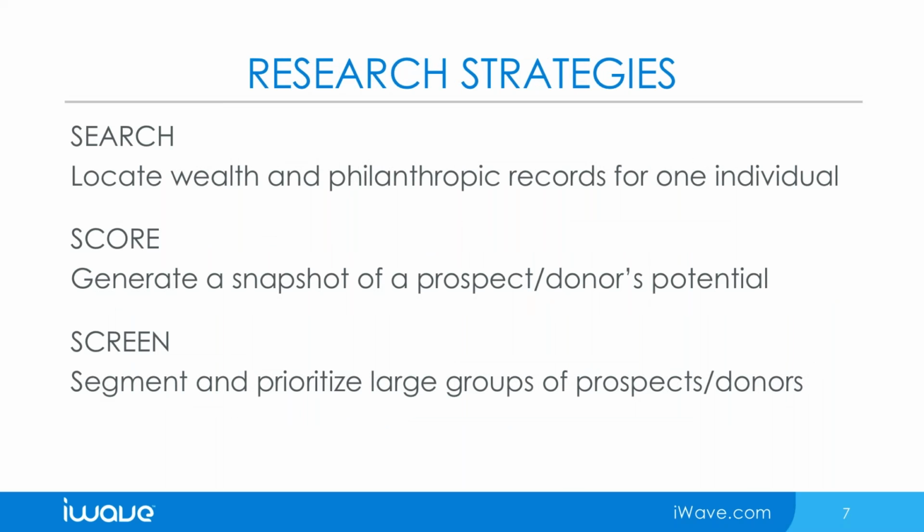For search, we'll discuss how to find wealth and philanthropic records for one individual using a variety of methods, but specifically talking about iWave's 360 search. And next, we'll look at the opportunity of prospect scoring and how it can help you generate a snapshot of donor potential if you need to work quickly. And finally, when working with hundreds or thousands of incomplete prospect or donor profiles, we'll talk about screening to generate those scores and build profiles in batches.